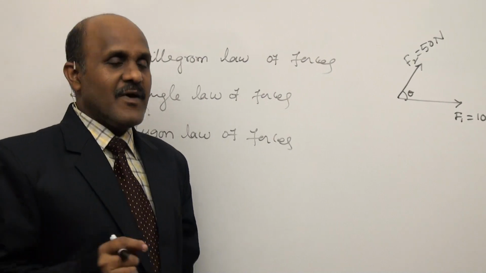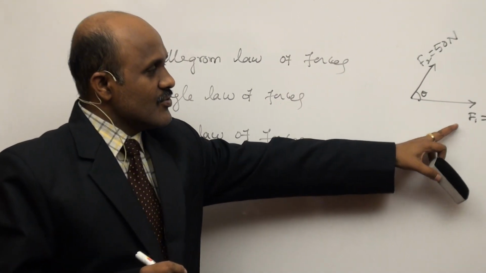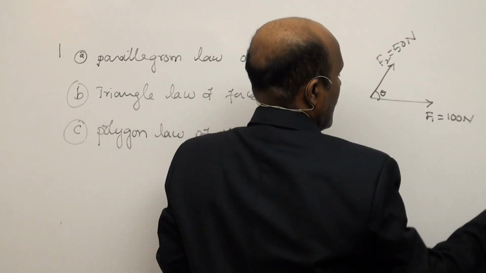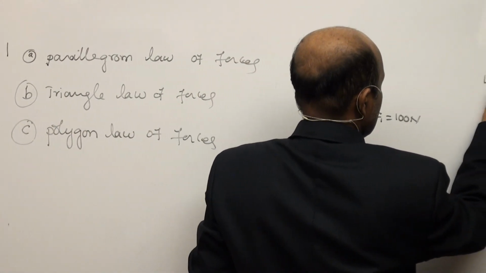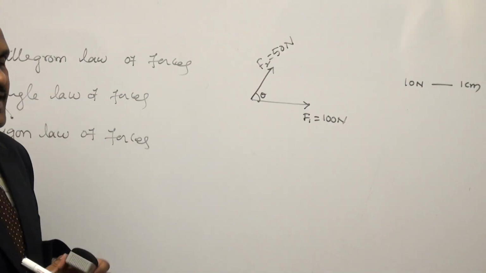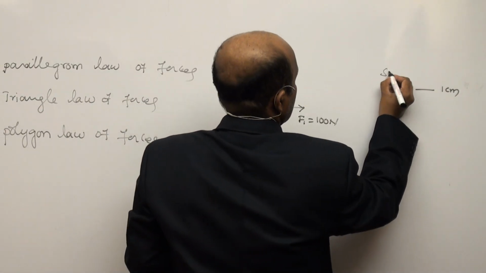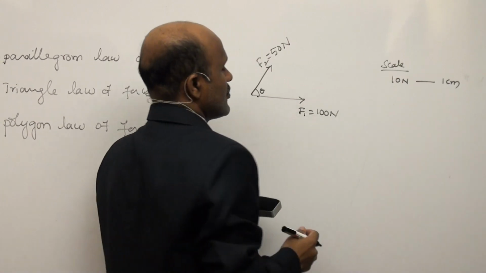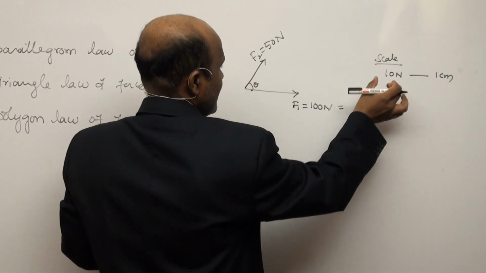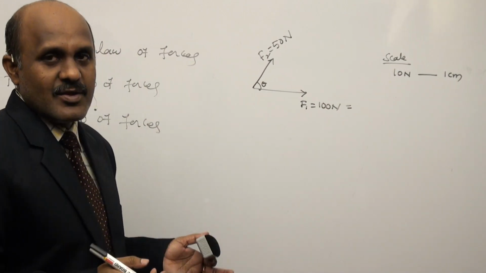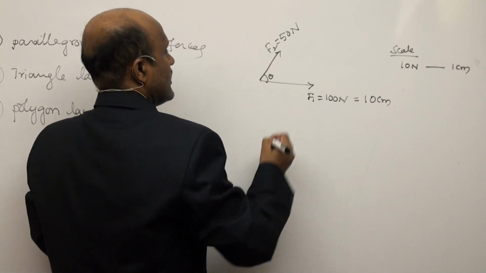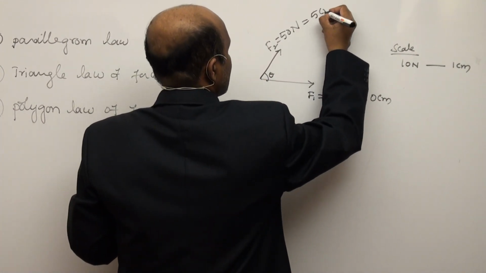First of all, you convert this into a suitable scale. So I am taking a scale of 10 newtons equal to 1 centimeter. Now, for this force, how many centimeters? 100 divided by 10 is equal to 10 centimeters. And for the other force, it is 5 centimeters.